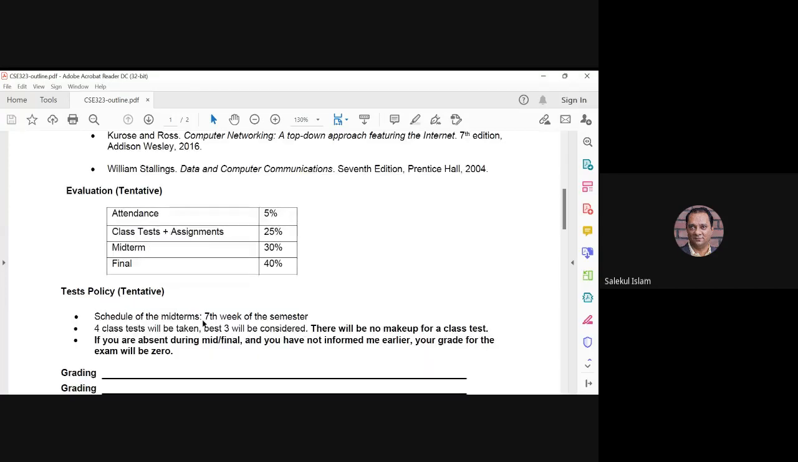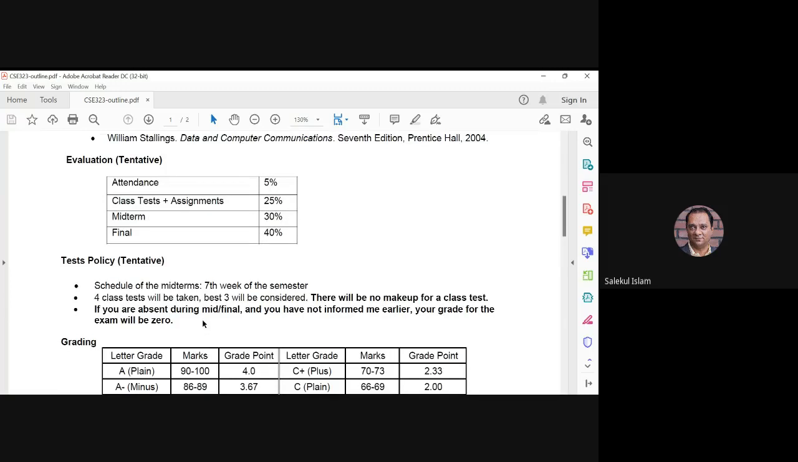Now come to the evaluation part. This is very important, and right now I'm not sure about the marks distribution. We have a meeting maybe tomorrow or at the end of this week. So hopefully by next class or by next week, I will be able to give you a definite answer about the marks distribution. If there are no significant changes, then we are going to follow this distribution, like attendance 5%.